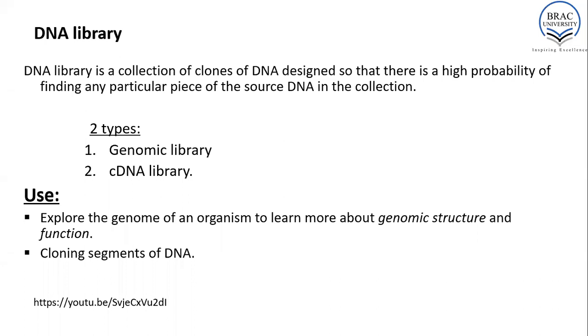Then we can also prepare a DNA library. This is a collection of DNA, normally genomic DNA, and there is a high probability of finding any particular piece of source DNA in that collection. The DNA library is normally prepared either from genomic DNA or from cDNA. Genomic DNA includes all of the genes in an organism, and cDNA represents those genes that are expressed into messenger RNA.